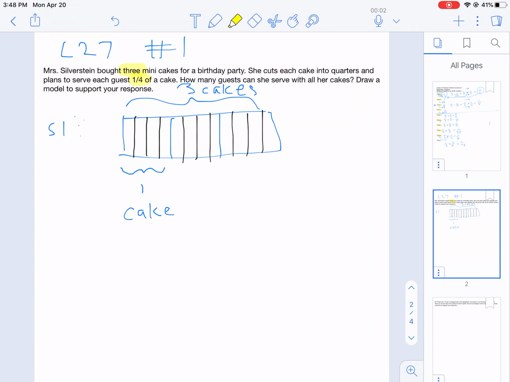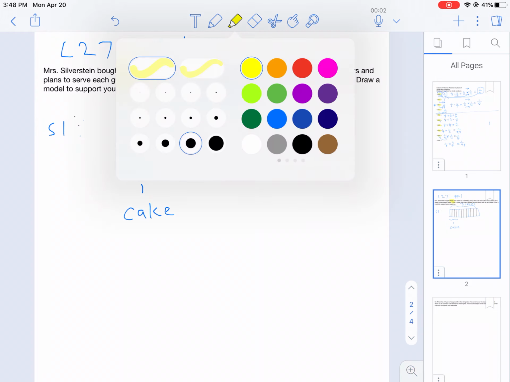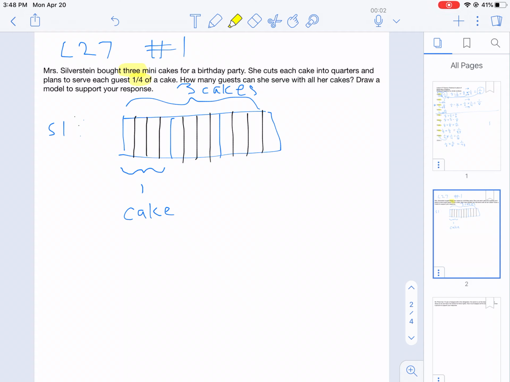There's a couple ways for you to figure this out. You can simply count the pieces: 1, 2, 3, 4, 5, 6, 7, 8, 9, 10, 11, 12. So that means splitting those 3 cakes into quarters each, we know that she can serve 12 guests.